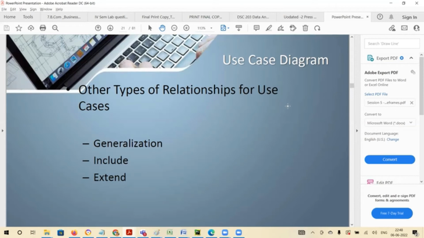The second thing is when you put it separately as a child use case, but you're calling it always, right? Checking balance, for example. That's an example of include. In the include type, you will always check it. Extend is where sometimes you will check it, not always.